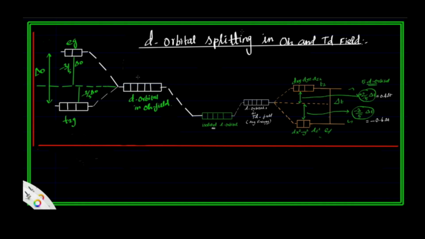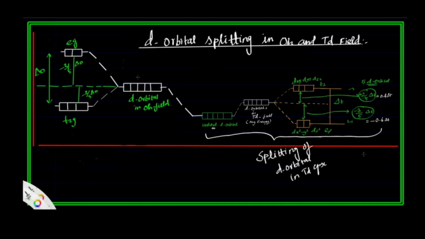In tetrahedral complexes, there are only 4 ligands. On approaching the central metal atom, the direction of the approaching ligands is through the diagonal of the cube. Look at the right side of the diagram. This is the splitting of d orbitals in tetrahedral complexes.